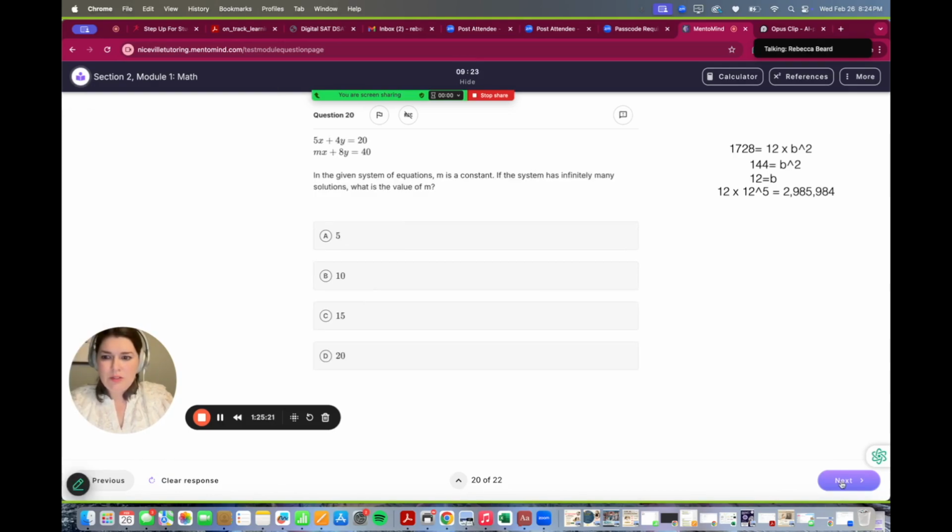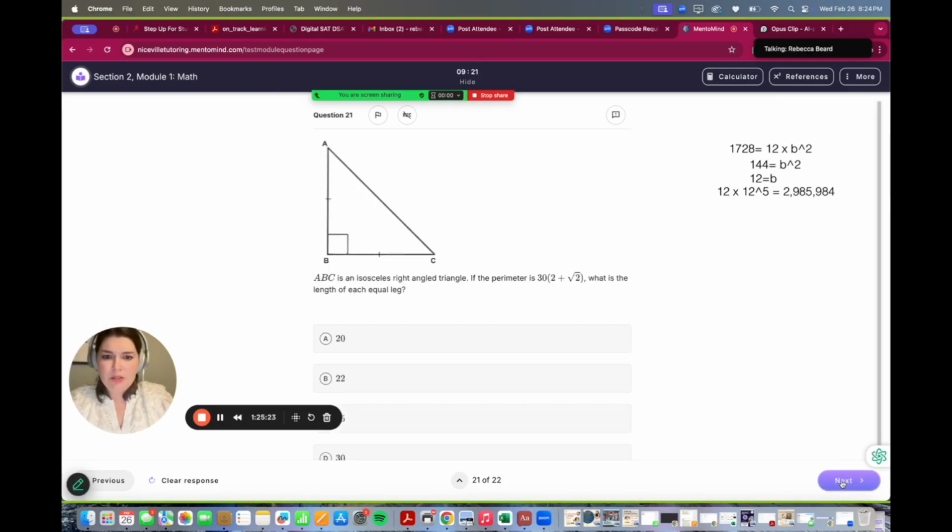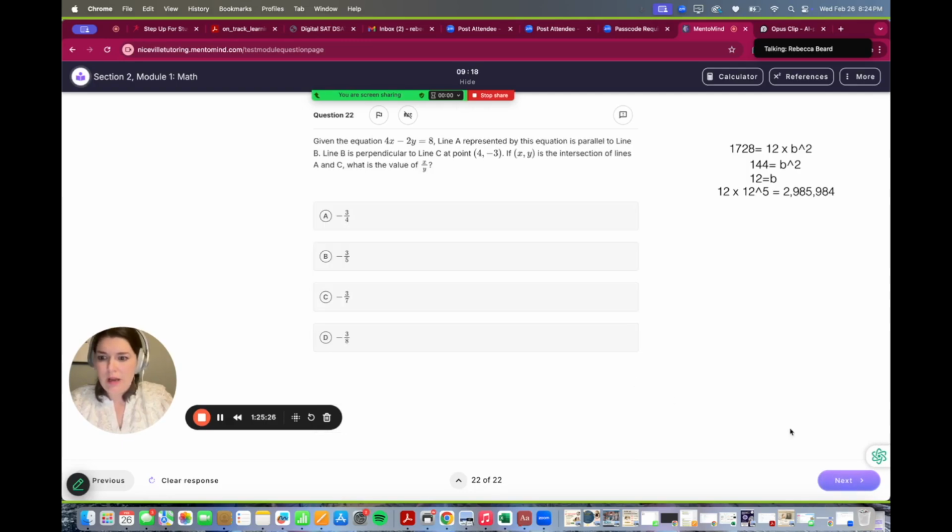Infinitely many, that means the lines have to overlap, but I think some of these I'm going to save more for next time just because they take a lot more explanation.